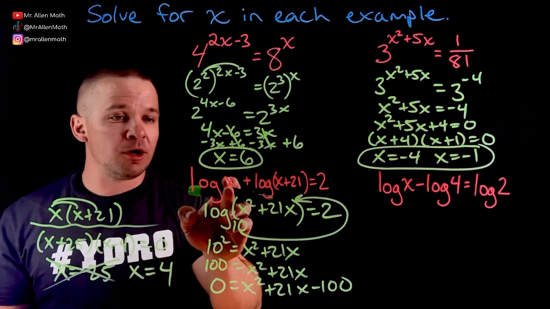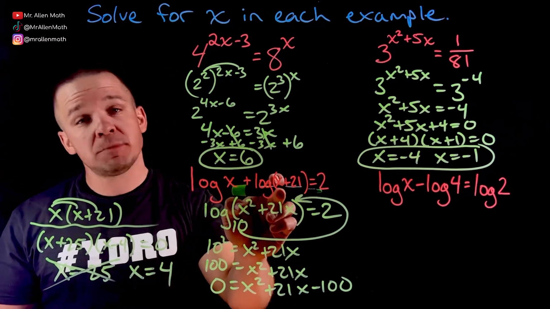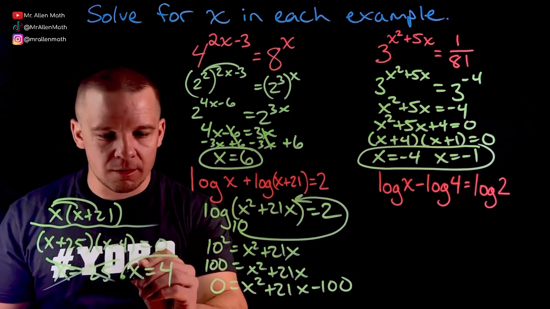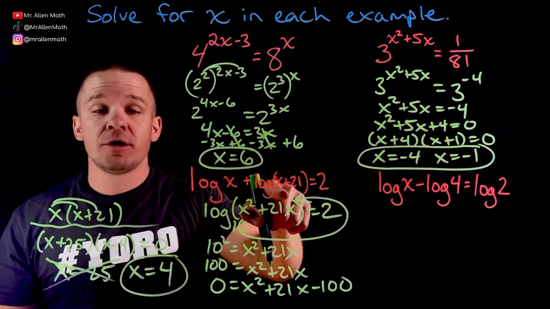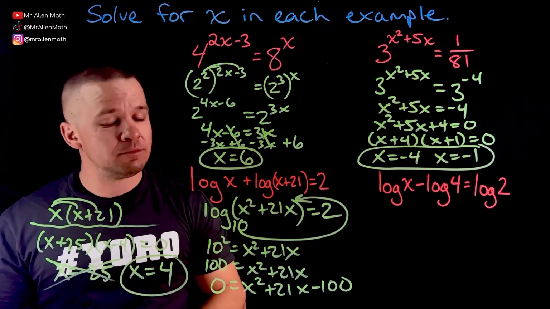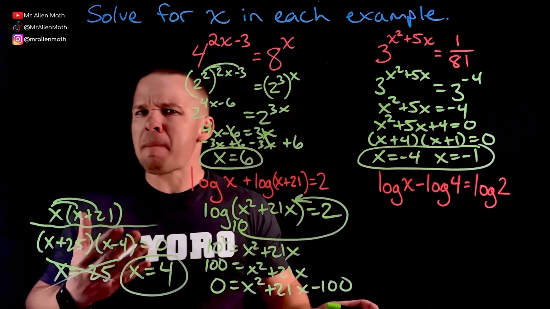The 4, however, plug 4 in, it's cool. All right, boom, there we go. If you were to plug this in with your calculator, log of 4 plus log of 25 would equal 2. Kind of neat. Seems like magic, I feel like, you know?